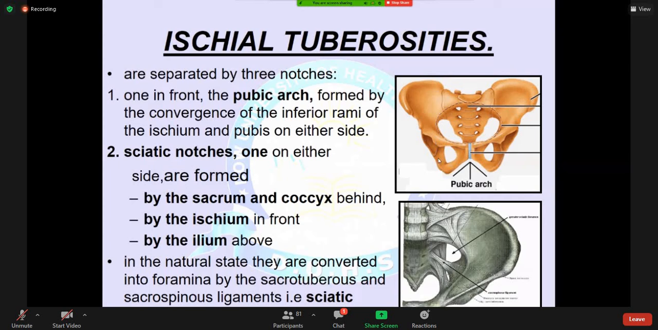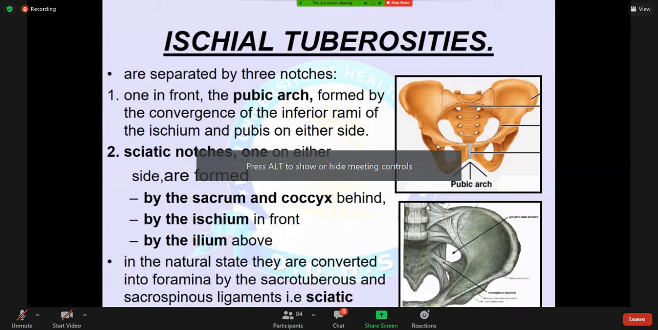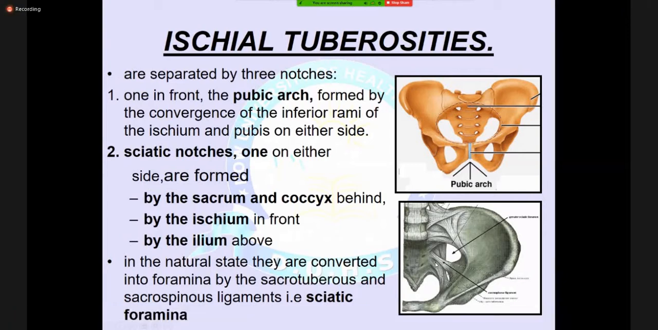Ischium in front and the ilium above. So these would convert into foramina by the sacrotuberous ligament and the sacrospinous ligament. Both these ligaments emanate from the sacrum, going to the spine and to the ischial tuberosity, thereby forming the greater and the lesser sciatic foramen.